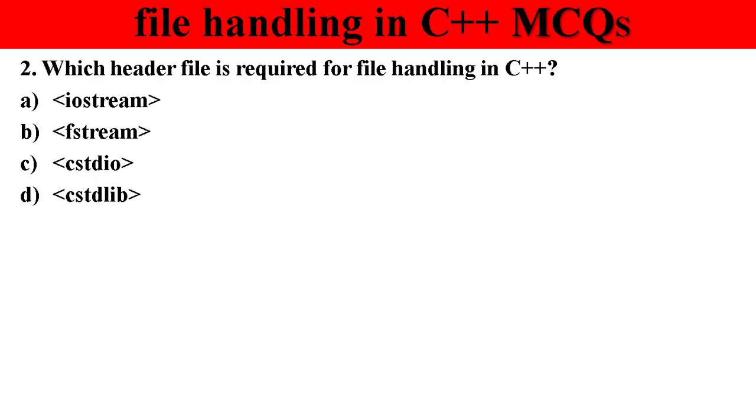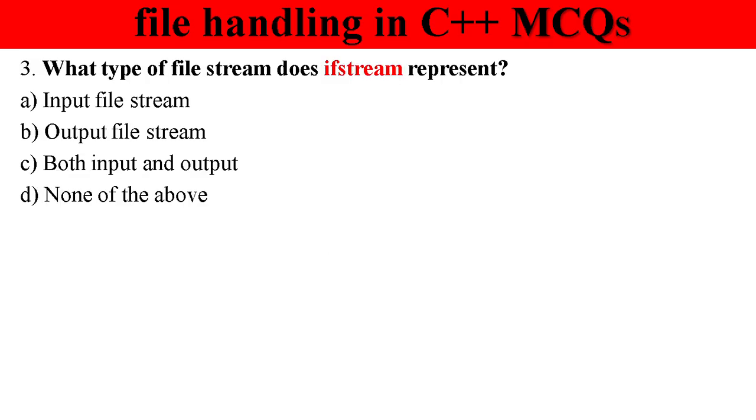Question number 2. Which header file is required for file handling in C++? A. iostream. B. fstream. C. cstdio. D. cstdlib. The header file required for file handling in C++ is B. fstream header file.